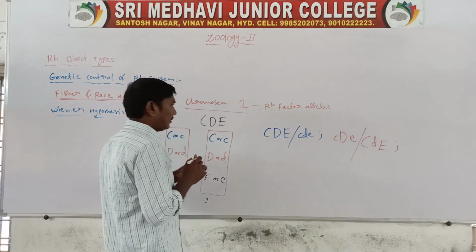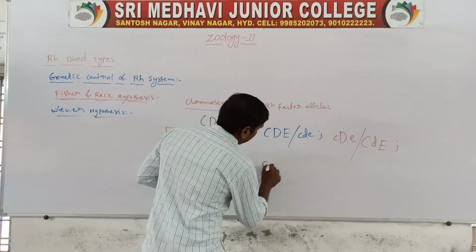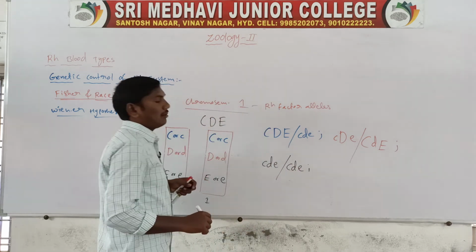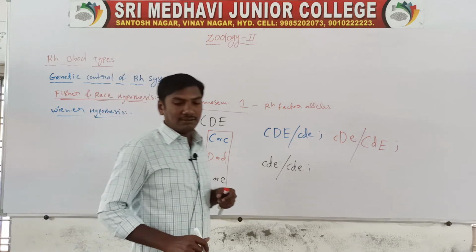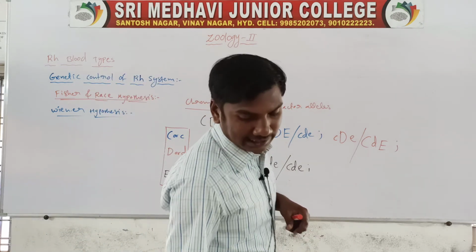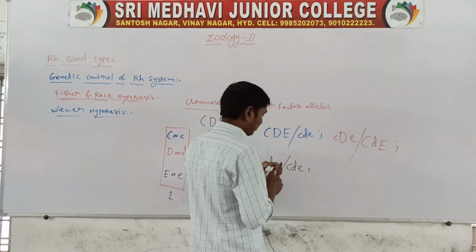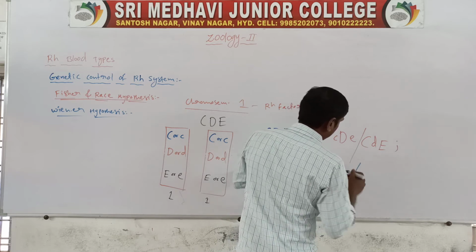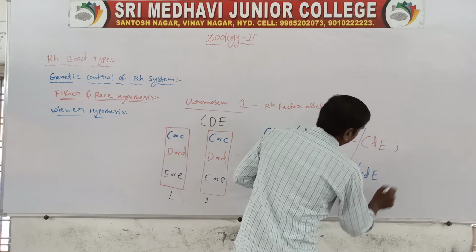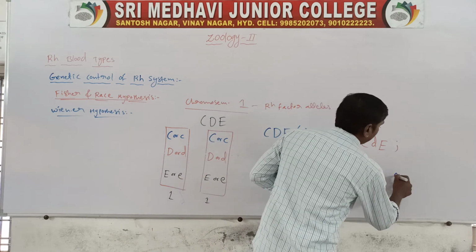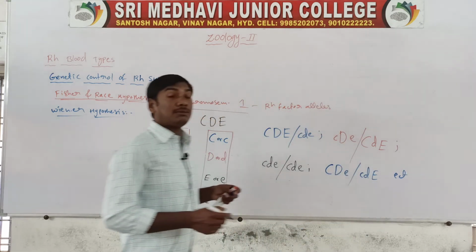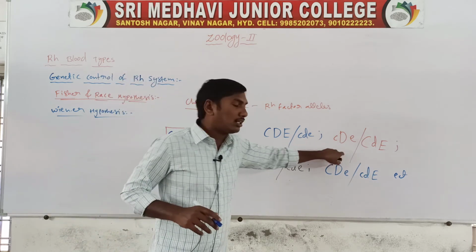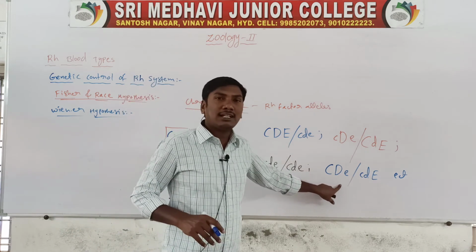Next another type, C, D, E or C, D, E. So that is one genotype. Next one, another genotype, C, D, E or C, D, E, etc. So there are different types of genotypes. There is one genotype, another type of genotype, and another type of the genotypes.